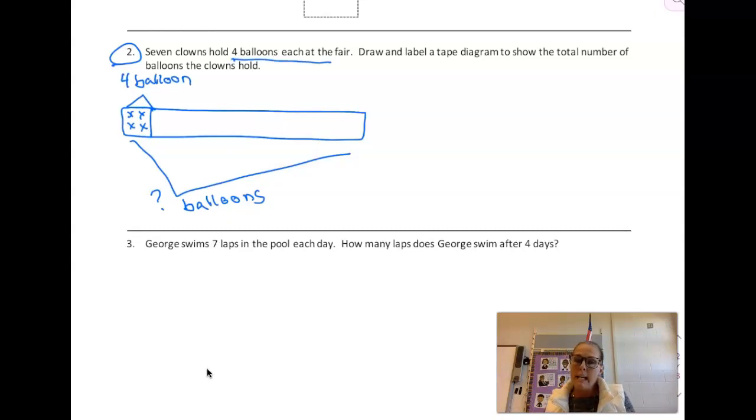Do we know how many clowns there are? Yes, we do. It says it right here, 7 clowns. So we're going to make 7 groups. 1, 2, 3, 4, 5, 6, 7. That's the hardest part, boys and girls, setting up our tape diagram to make sure we have enough groups. So now we have 7 groups, 7 clowns, okay? And each of them is holding 4 balloons.